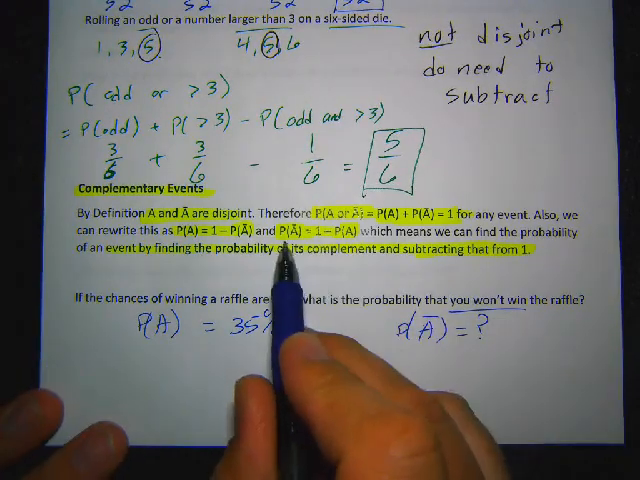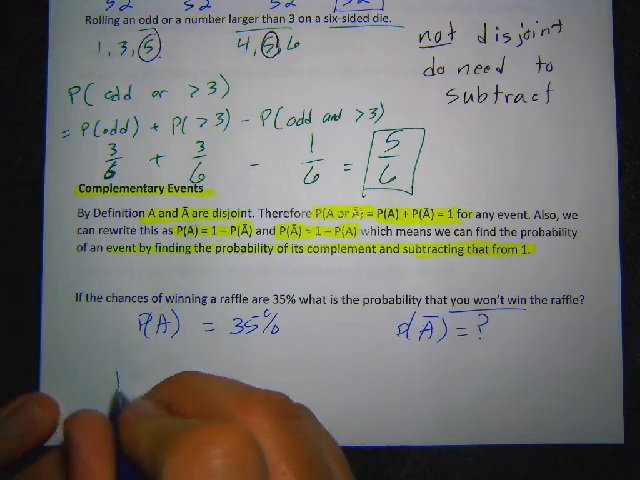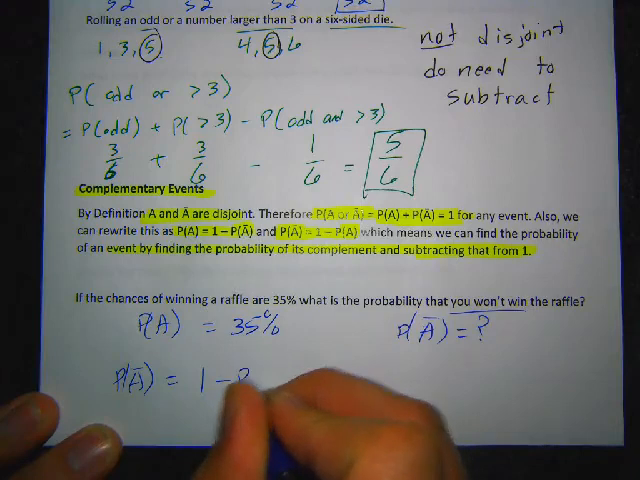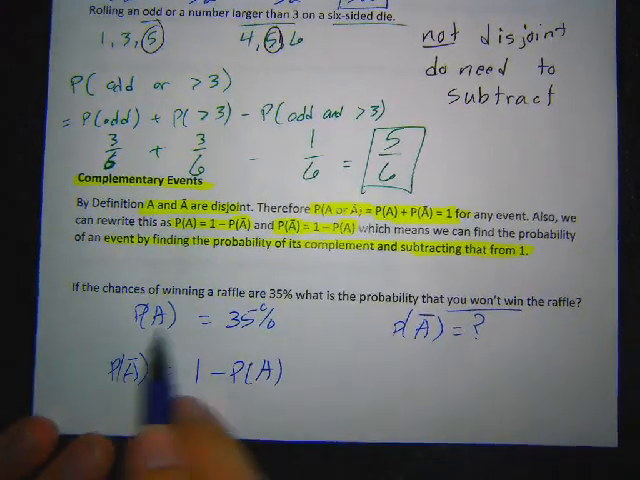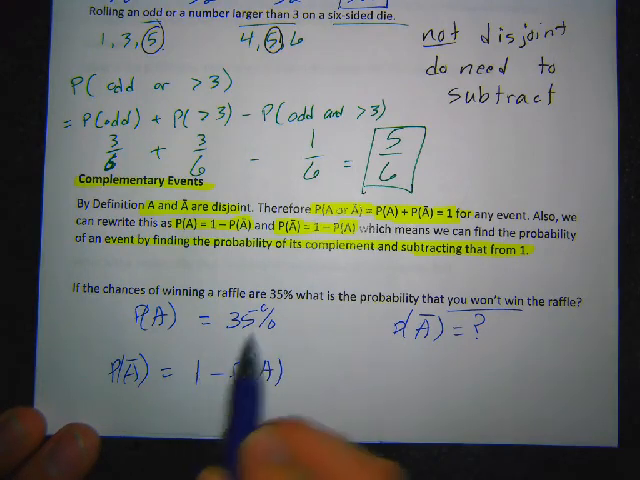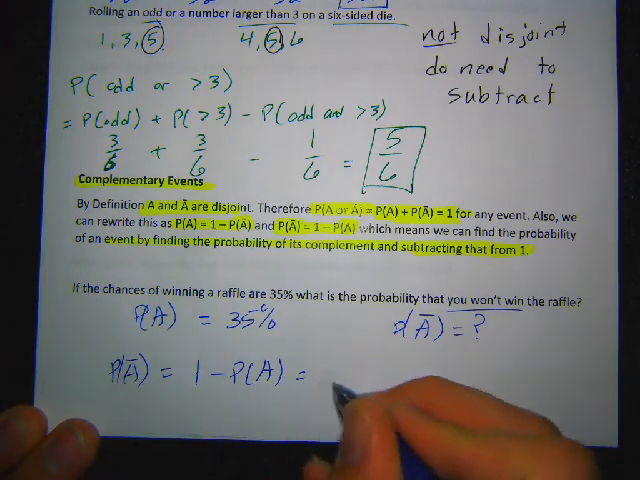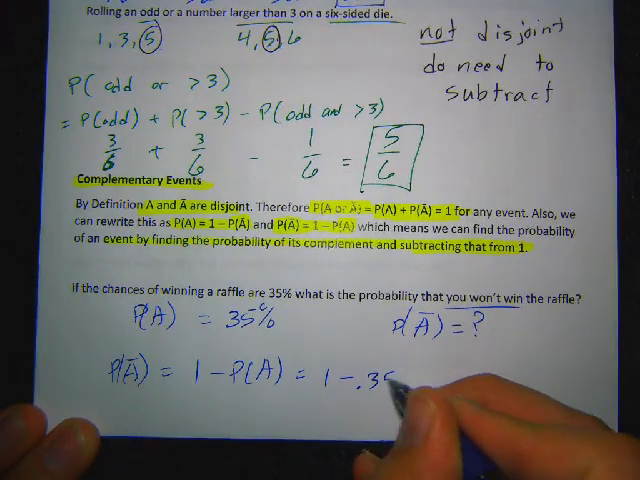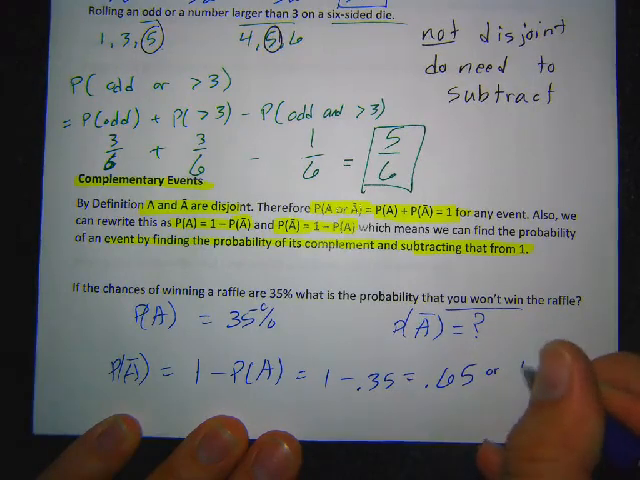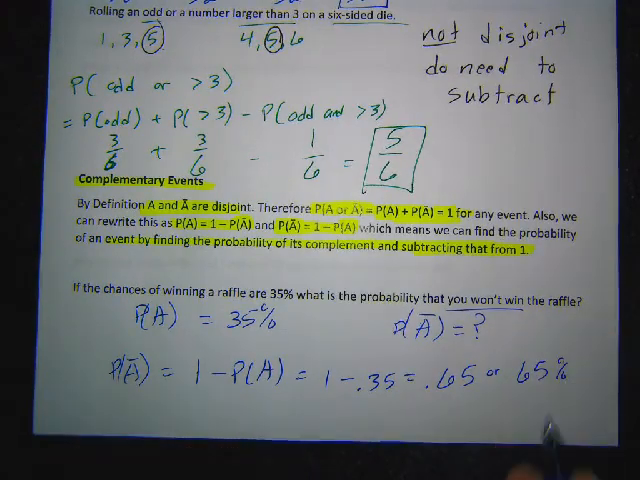Well, we said we can find the probability of A complement by doing 1 minus the probability of A. Since the probability of A is the probability of winning, we subtract 35%. Now don't subtract 35, right? 1 minus 35 gives you a negative, and we know probabilities can't be negative. Remember that when you're dealing with a percent and 1, you want to make sure you turn this back into a decimal. So it should be 1 minus 0.35, and that gives us 0.65 or 65%. That's the chance of not winning if the chance of winning is 35%.